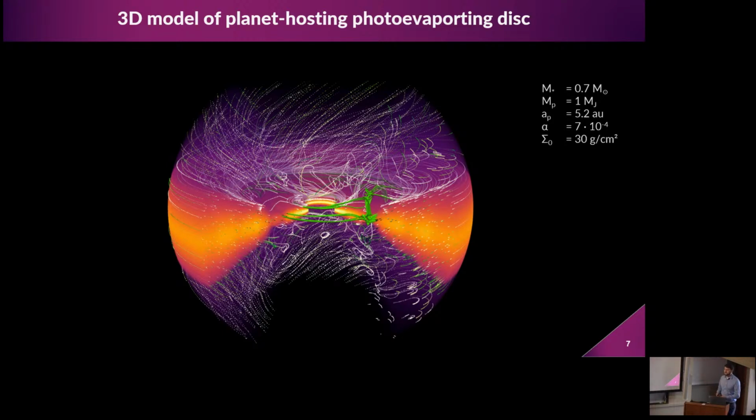So we wanted to have a full 3D model with a planet in it, with its substructures and the wind, and see how do they interact with each other. Are there any new effects? So there's a lot going on here. This is basically the setup.